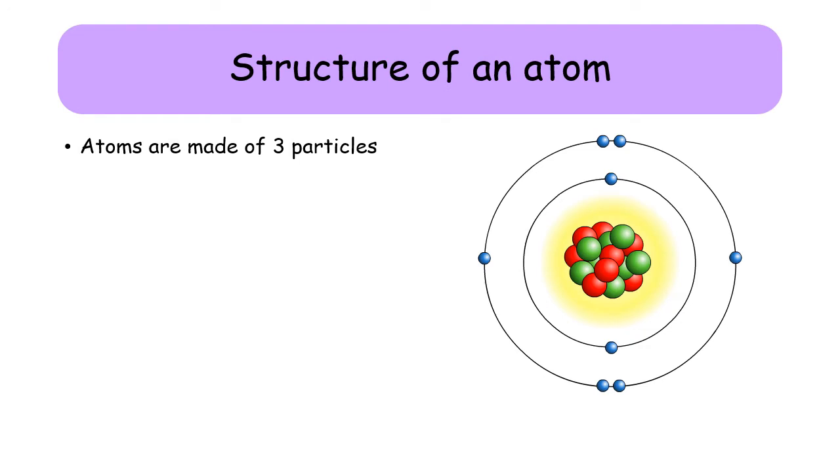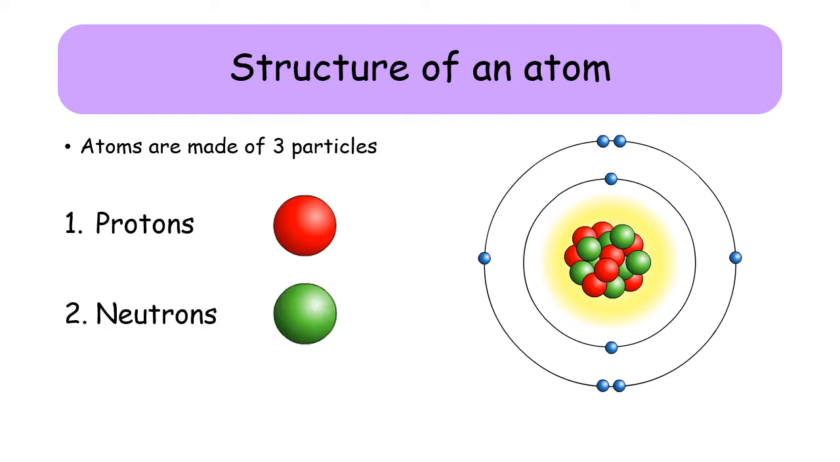Now, atoms themselves are made of three different particles, which are shown in blue, green, and red on that diagram. So the three particles are protons, shown in red, and you can see that they are found in the center of the atom. The ones in green are called neutrons, and they are also in the center of the atom. And the center of that atom is called the nucleus. So protons and neutrons are in the nucleus.